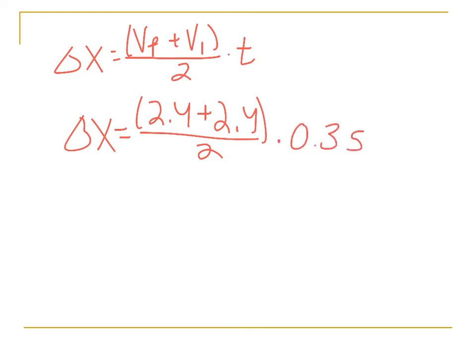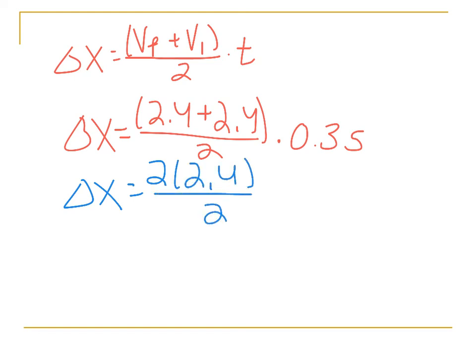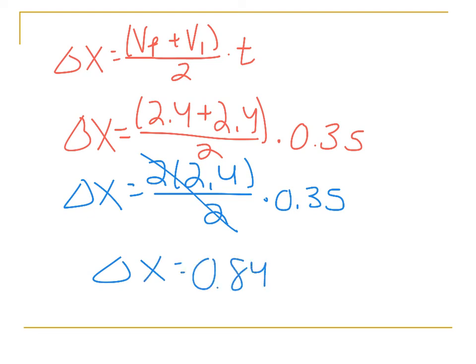Now, let's just talk about something real quick. If I have the same up here, I actually have 2 of 2.4 over 2. So that's just something you'll notice as we go through these problems that'll make it a little bit easier. So for my final answer, I will get delta x equals 0.84 meters.